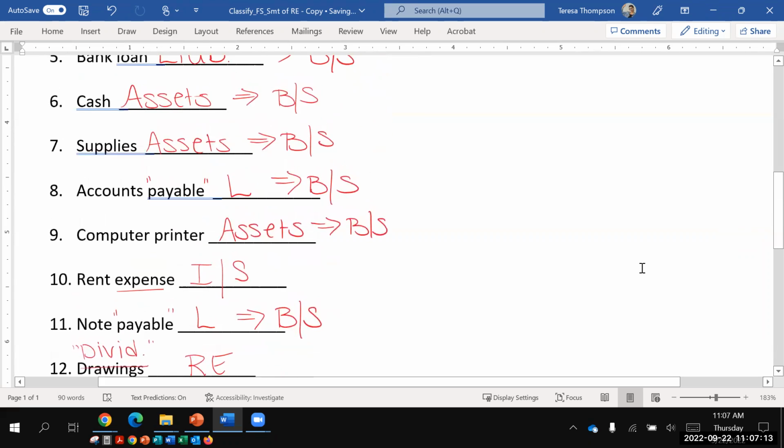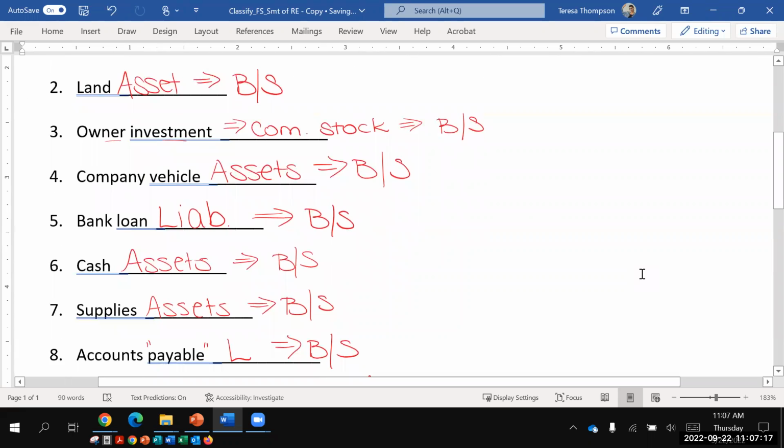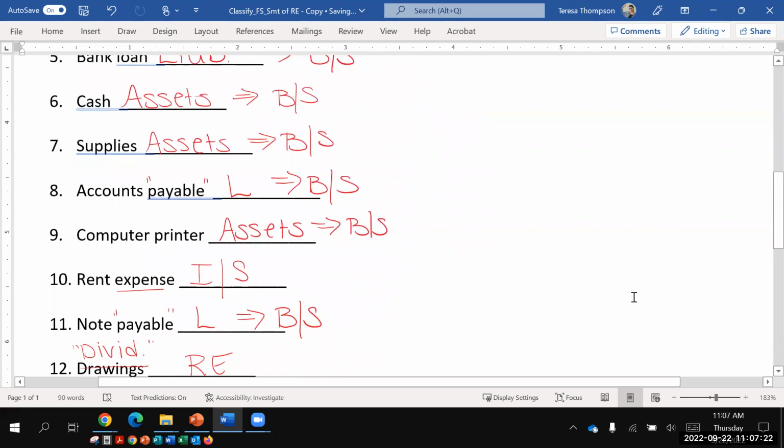All right, hopefully you did it okay. There were a couple curveballs, right? Just with the terminology, owner investment, and dividends is another word for drawings. It's another name for withdrawals, distributions. All right, hopefully you did good.